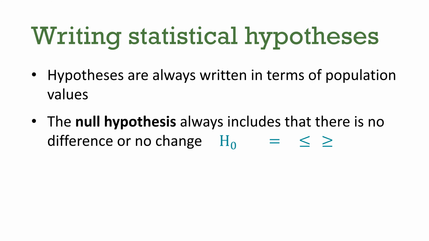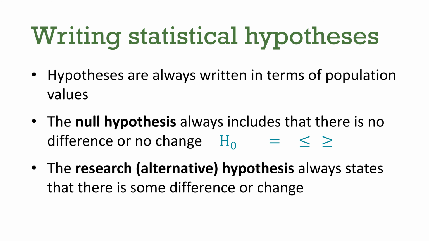Some textbooks will also include less than or equal to and greater than or equal to in the null hypothesis. I don't want to get into this in too much detail here, but know that different textbooks have different conventions for writing the null hypothesis. Some will always use equal to, regardless of the direction of the test, and some will use all three depending on the direction of the test.